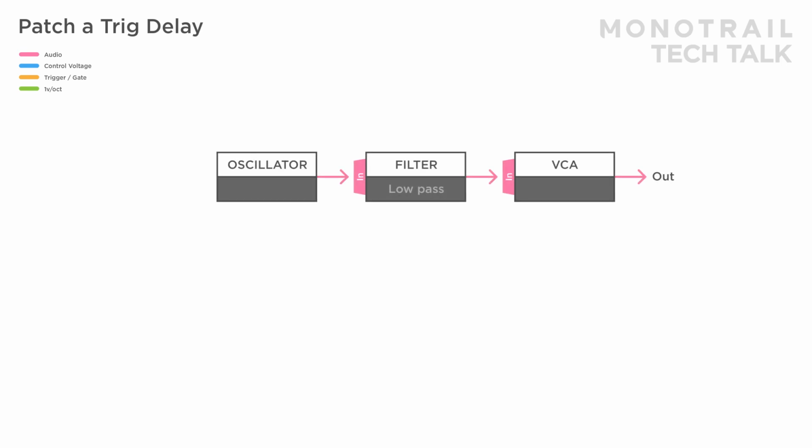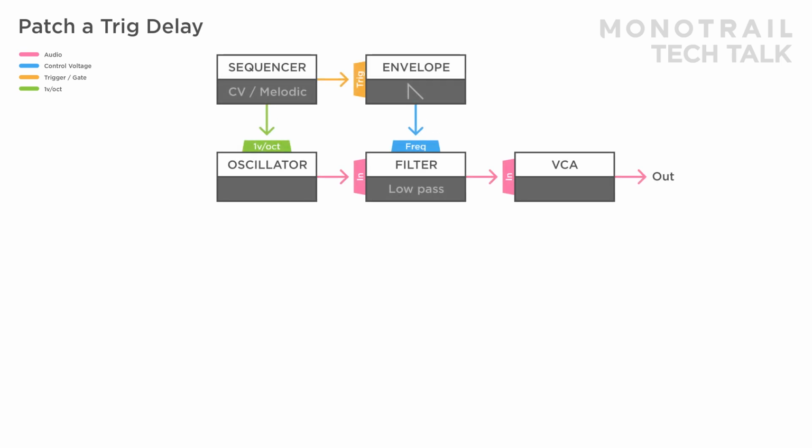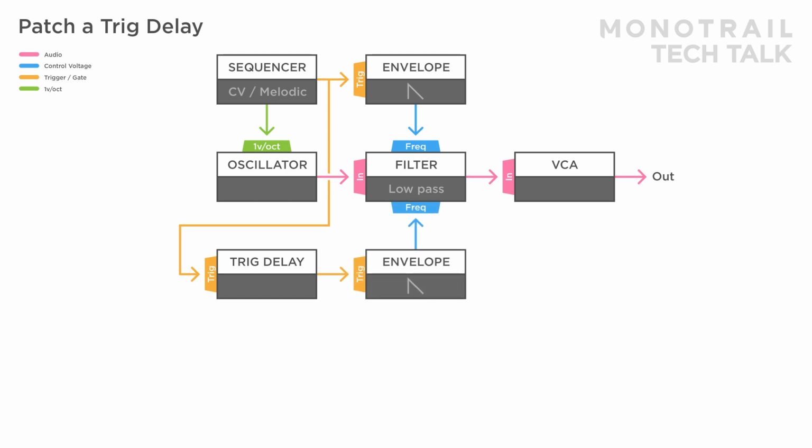Here you see a simple synth voice with sequencer and regular envelope modulating the filter. The easiest option is to send a copy of the sequencer's trigger to a trigger delay and then to a second envelope. Depending on the trigger delay you use, you have the option to modulate the delay time with something like an LFO. An alternate option is to trigger a function generator or envelope and use an end of stage output to trigger a second delay.